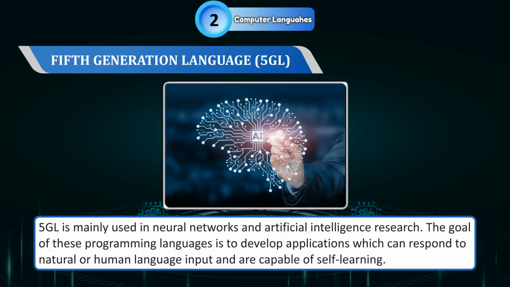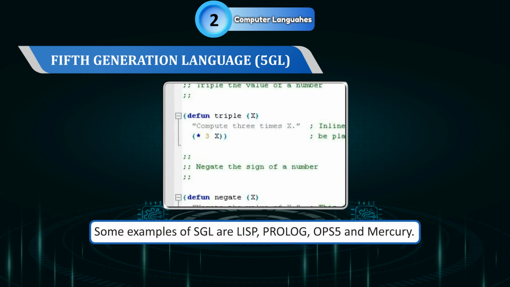5GLs are mainly used in neural networks and artificial intelligence research. The goal of these programming languages is to develop applications which can respond to natural or human language input and are capable of self-learning. Some examples of 5GLs are Lisp, Prolog, OPS5 and Mercury.